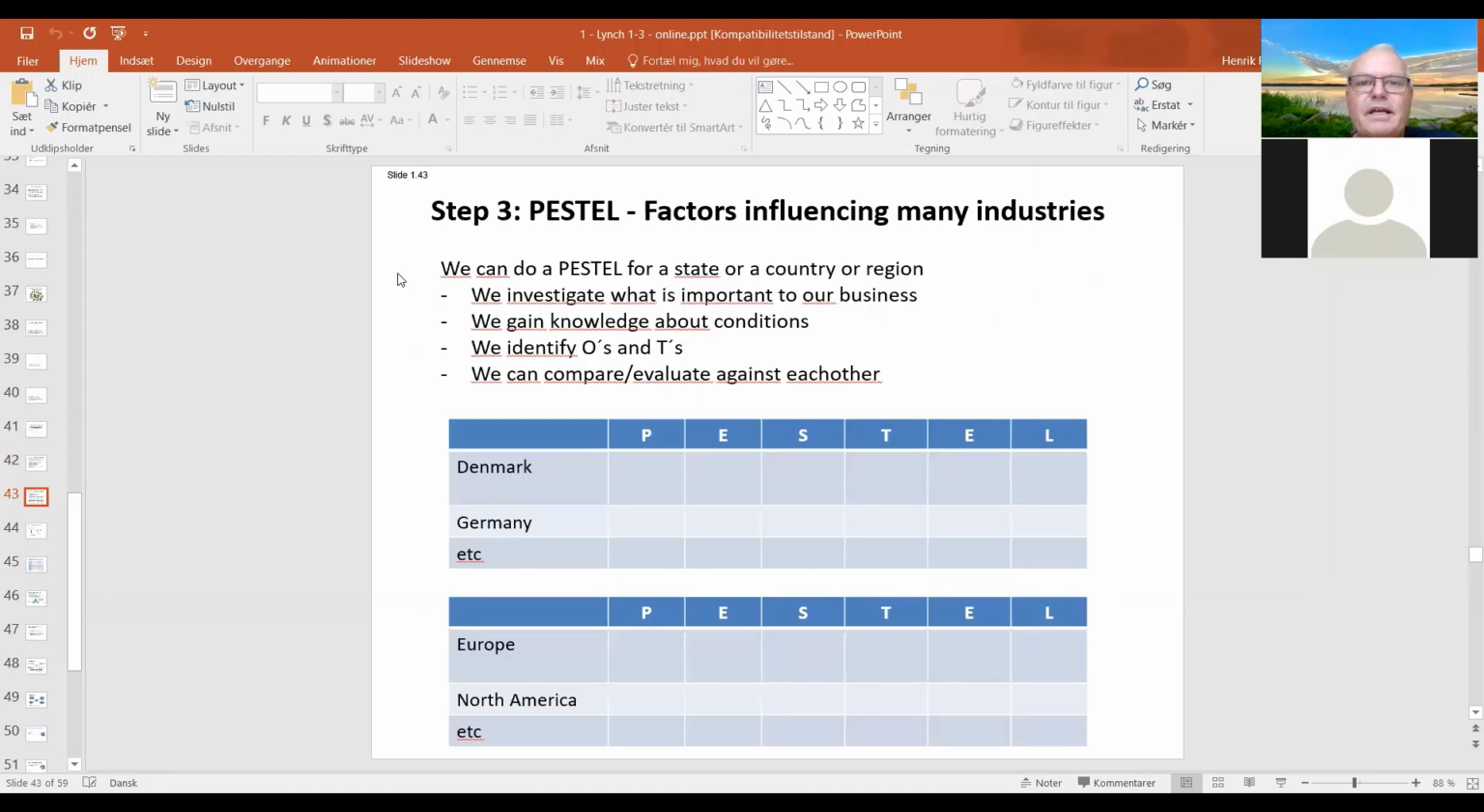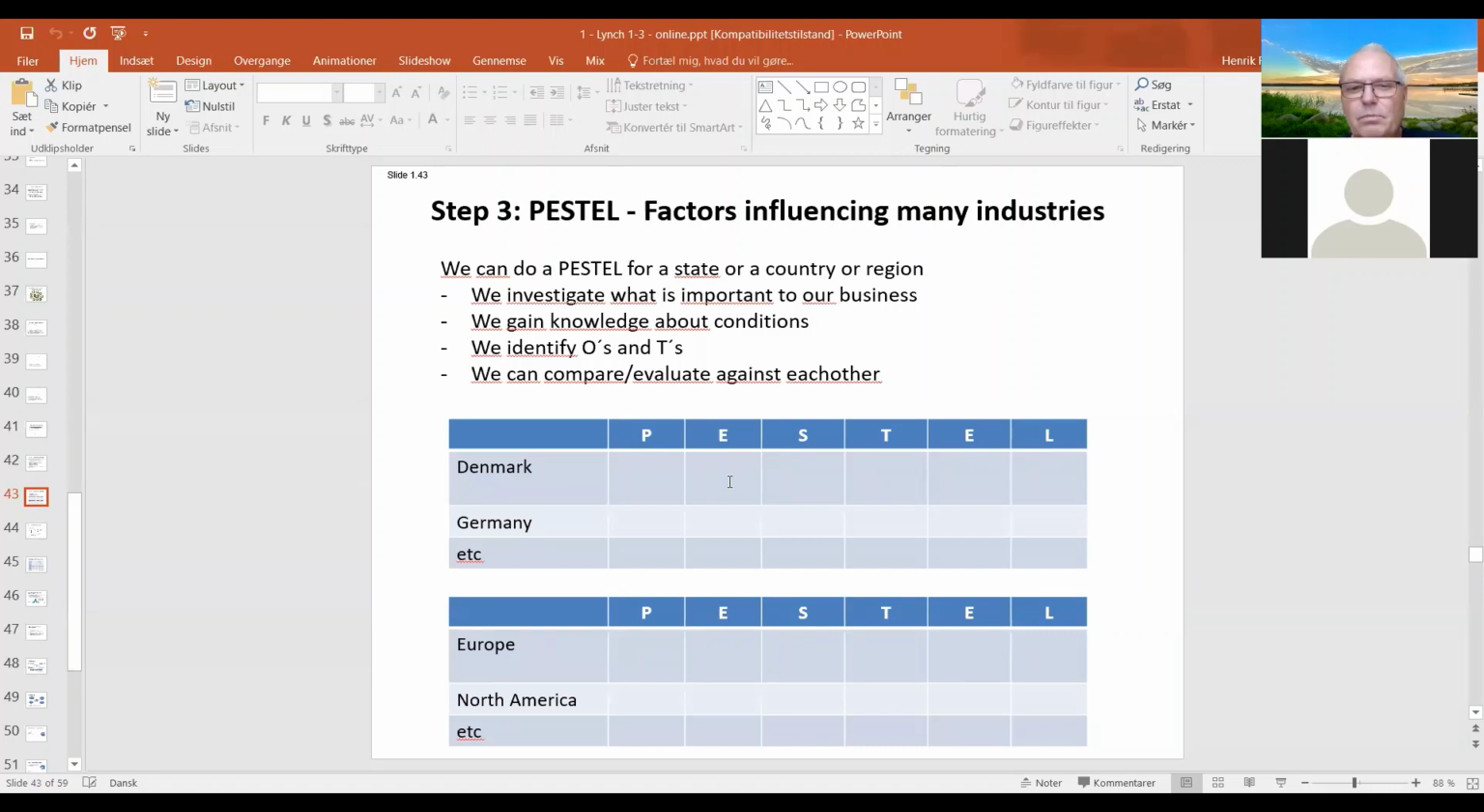Now let's try to look at this one. We can do a PESTEL for a state, a country, or a region. If we go down here, we could have Denmark, Germany, and different countries. And then you can choose specific political factors that we find important for our specific business in this particular situation. We'll have to choose specific economic conditions, factors that are important for us to look at.